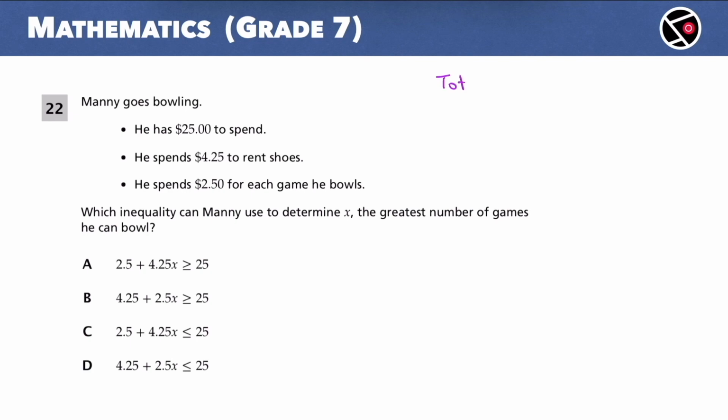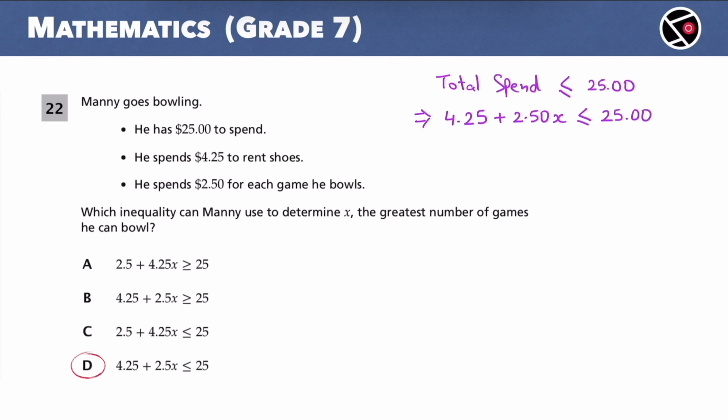The total spend has to be less than or equal to $25. Manny cannot spend more than $25. He spends $4.25 on shoes, 4.25 plus he spends $2.50 on every game he bowls. If x is the greatest number of games he can bowl, he will spend 2.50 times x on the games, and this total has to be less than or equal to $25. Clearly, D is the correct choice.